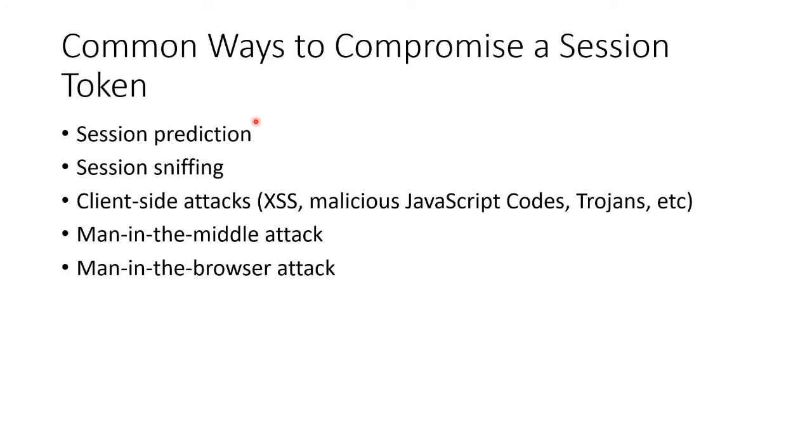So how do you compromise a session token? Well, you can either watch it and just guess what the next number will be. You can sniff and just steal it that way. And there are any number of client-side attacks, which we're going to talk about some of them soon. There are also attacks such as man in the middle and man in the browser. So now let's go on to those various methods.